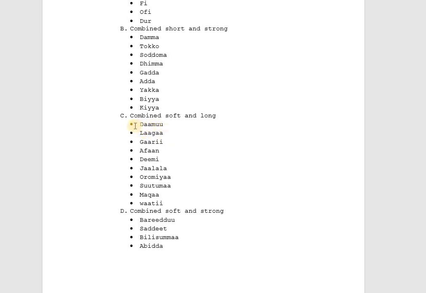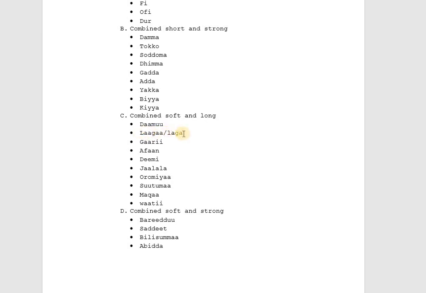Damu. You say da, we stay on da. Mu, we stay on mu. Damu. Laga. We stay. It is not laga. There is another word exactly opposite to this in Oromo. Look at this too. Laga. Lag. So this is short and soft. This is soft but long.